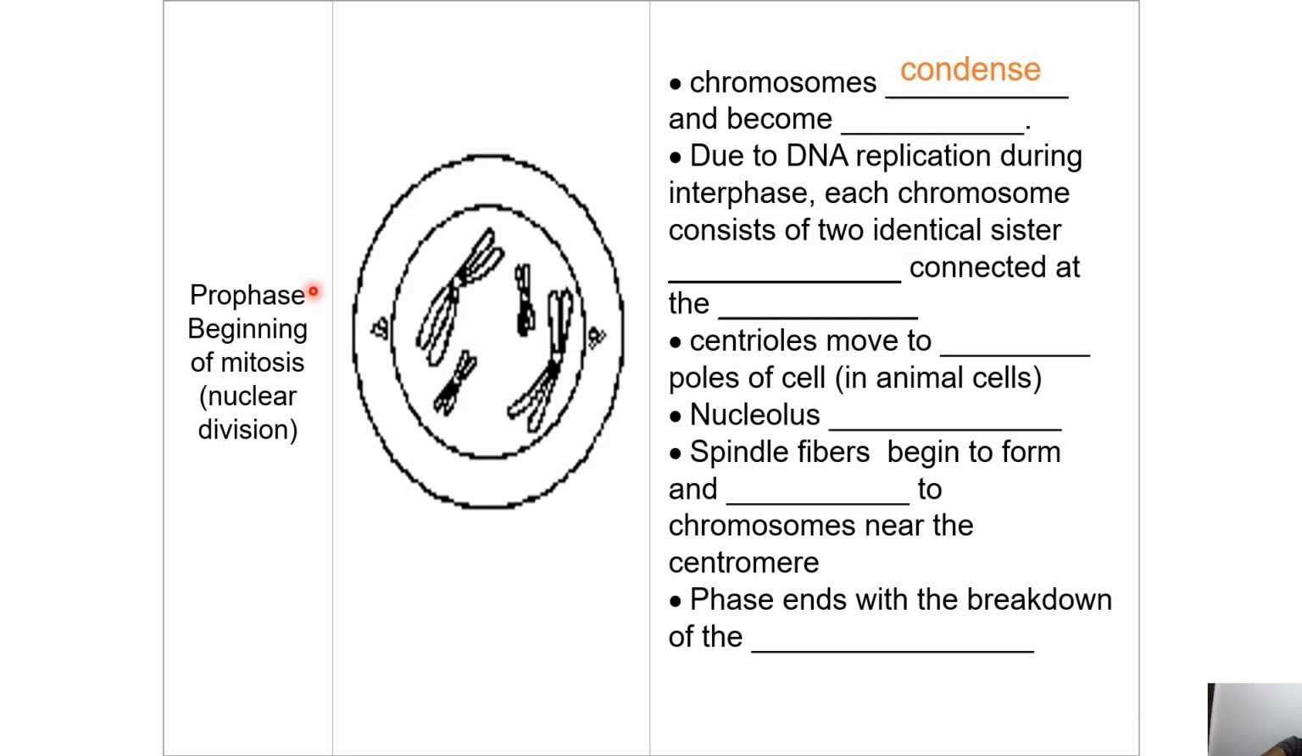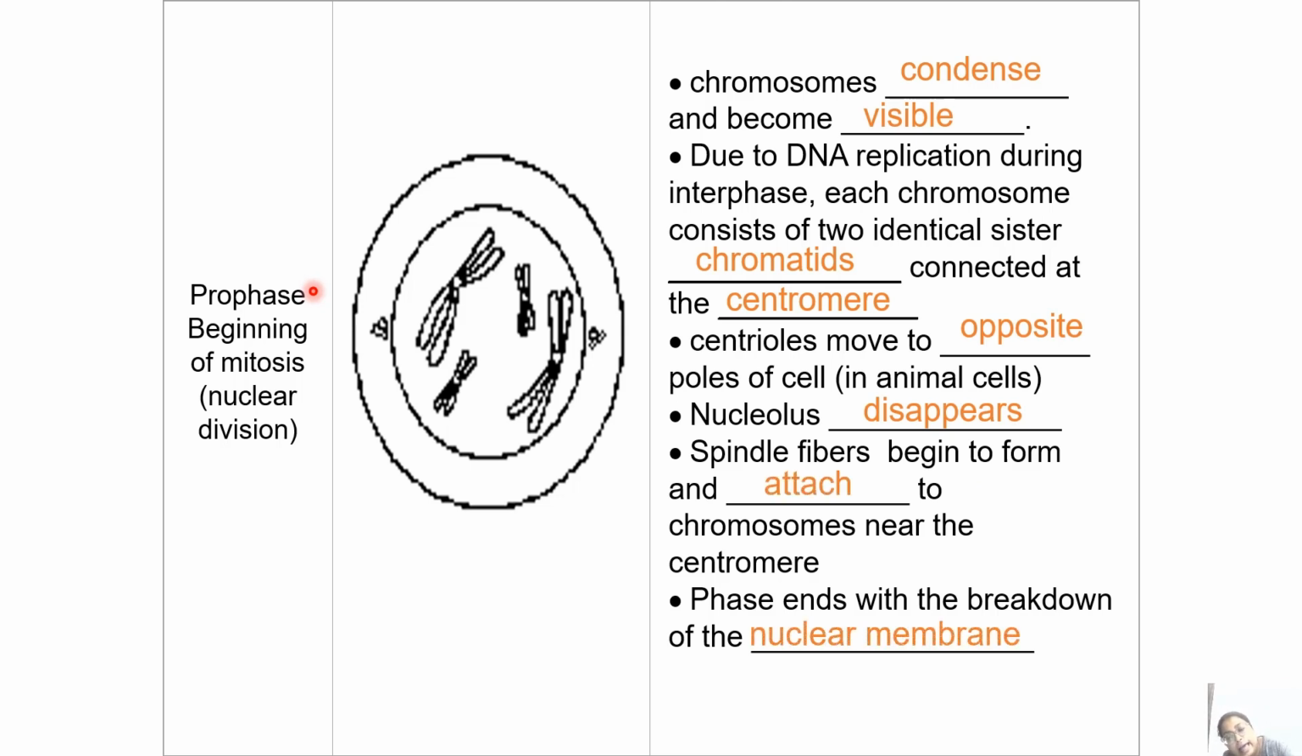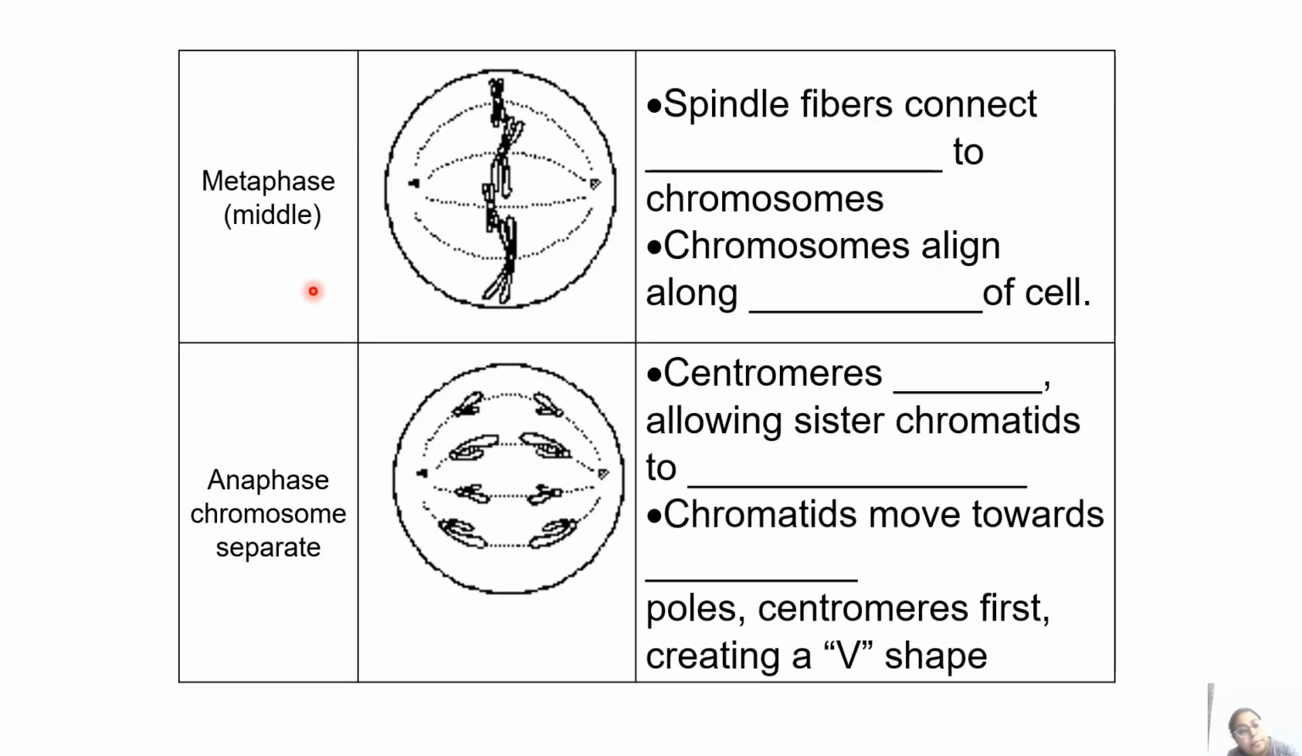Then chromosomes condense. What happens in the prophase? That is the beginning of the mitosis or the stage, karyokinesis. Chromosomes condense and become visible. Now, due to DNA replication during interphase, each chromosome consists of two identical sister chromatids connected at the centromere, and the centrioles move to opposite poles of the cell. The nucleolus disappears, spindle fibers begin to form and attach to the chromosomes near the centromeres, and the phase ends with the breakdown of the nuclear membrane.